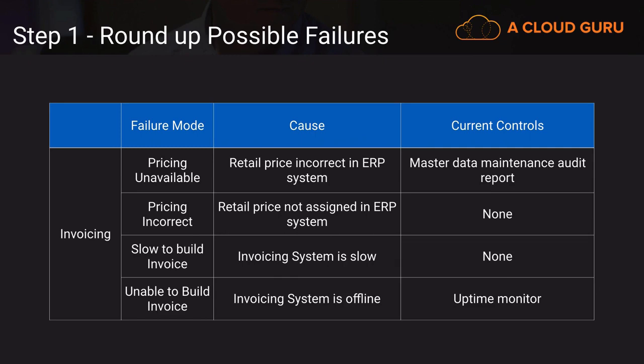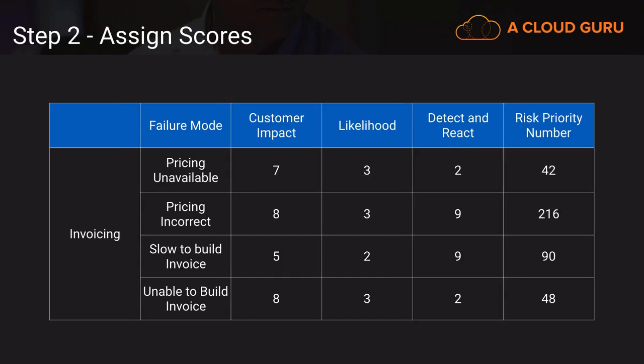And then we try to figure out, okay, what would cause that particular thing? And we should also make note of any current controls, any ways that we have to detect those problems before they create difficulty for a customer or ourselves. So once we've gone through and decided what are all the things that could go wrong and what the causes are, then we can go back and we can rate their impact and their likelihood and our ability to detect them and react to them.